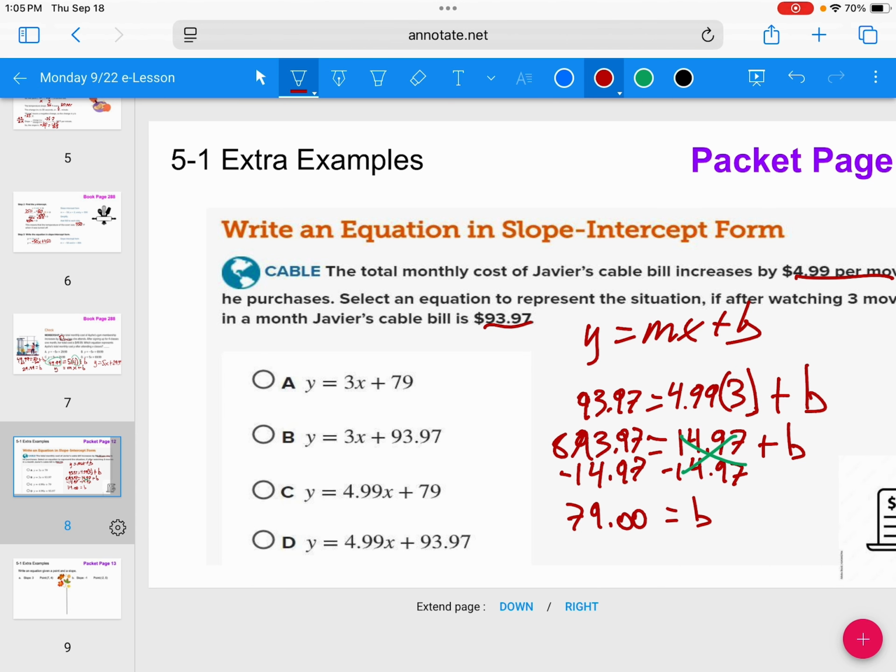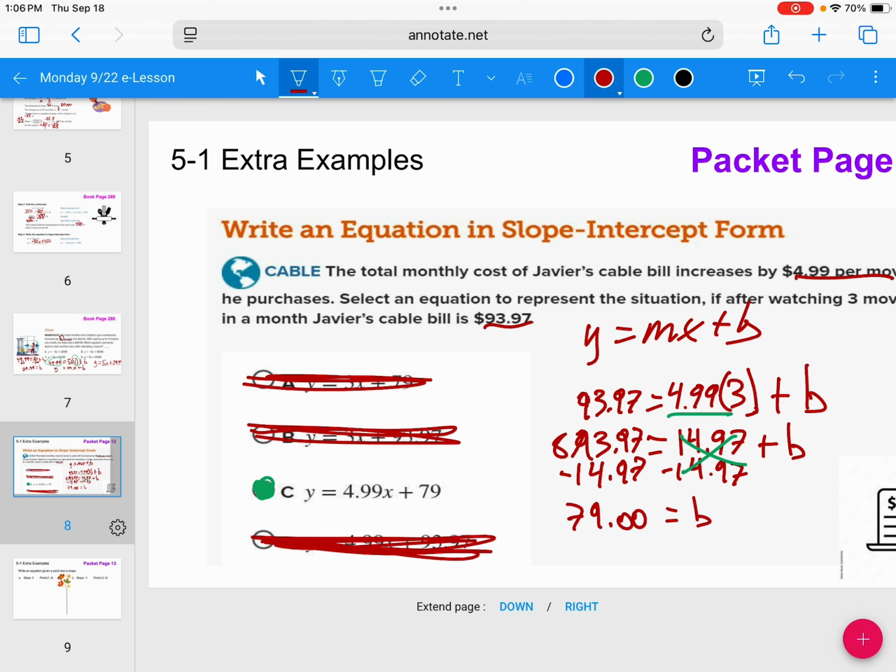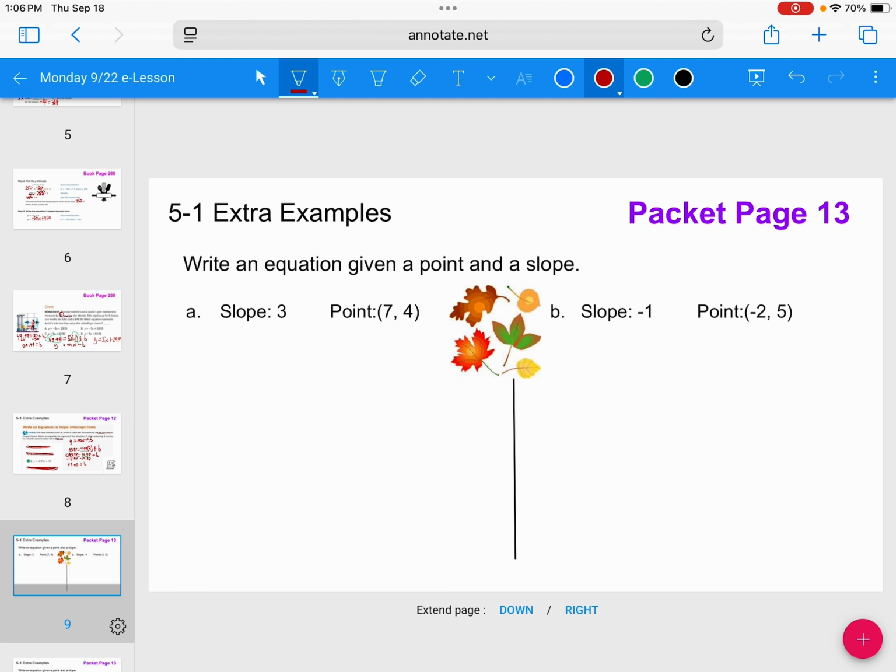So looking at these two that don't have $79 for b, these are wrong. Now these two do have $79 for b, so which equation is actually going to be correct? We have y equals 3x plus 79 and y equals 499x plus 79. Now if we think back to our equation, we used 499 for m, so this is going to be the correct answer. A is no-go. So that is that example, and let's move on to page 13.